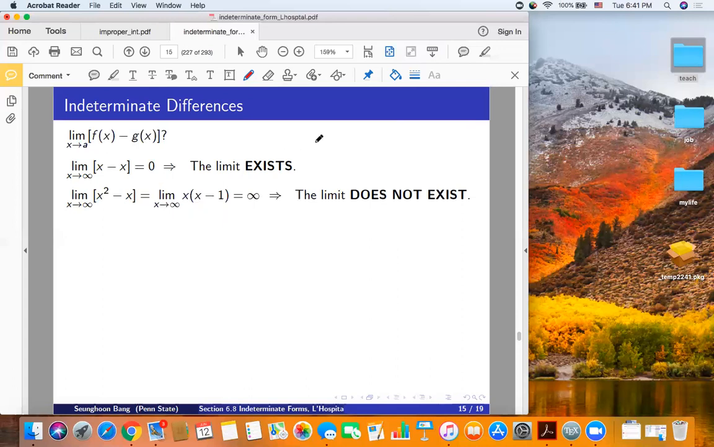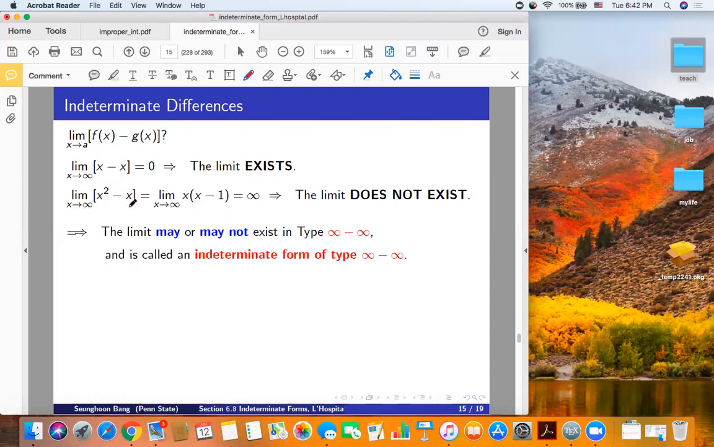So what does it mean? The limit may or may not exist in the type infinity minus infinity. In this case, you plug infinity into x here and get infinity minus infinity. You plug infinity in here and here, and we have the same form, infinity minus infinity, but sometimes the limit exists and sometimes it does not. So we call it an indeterminate form.